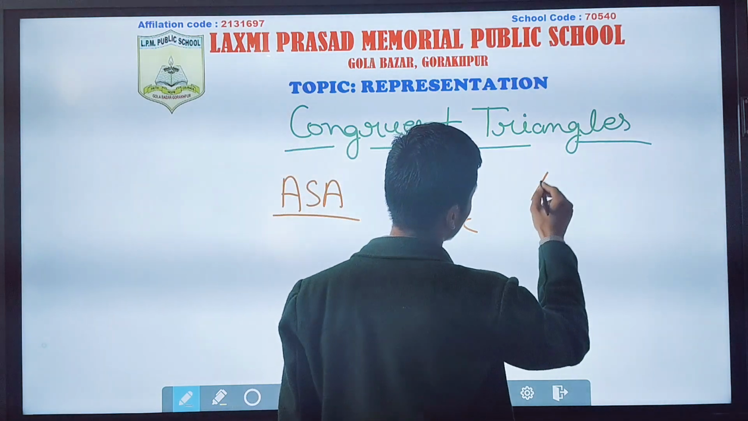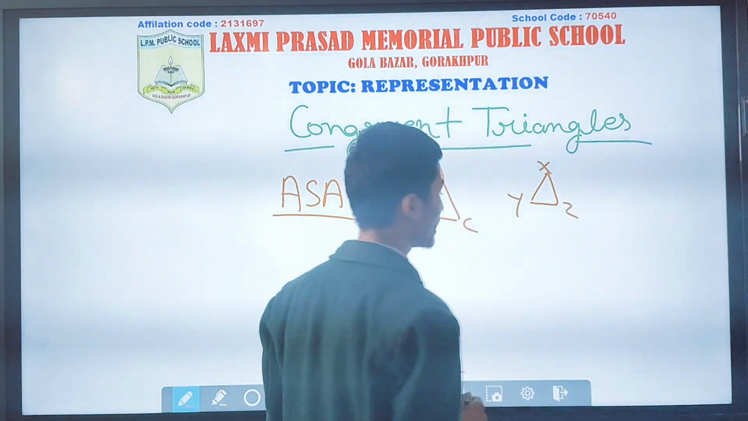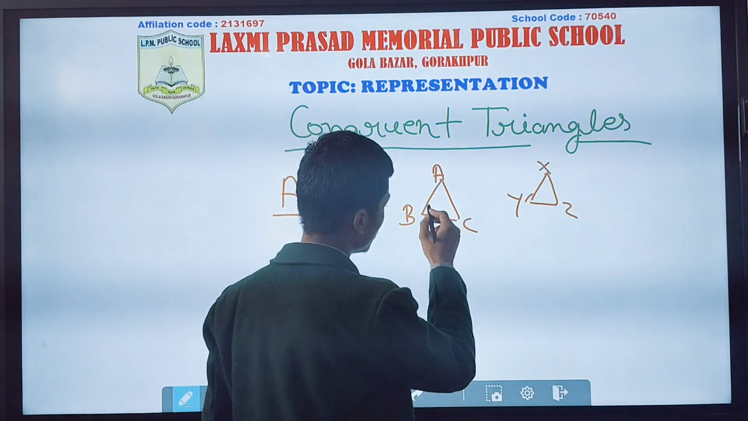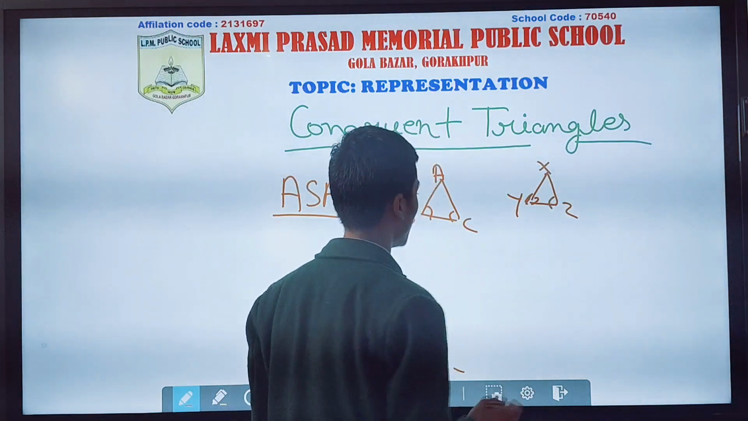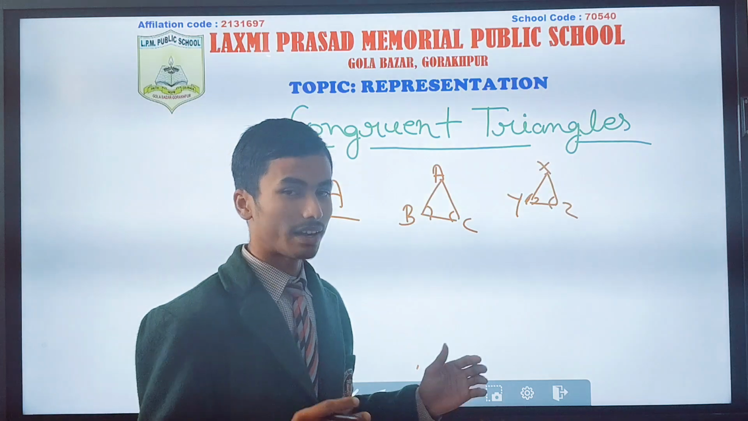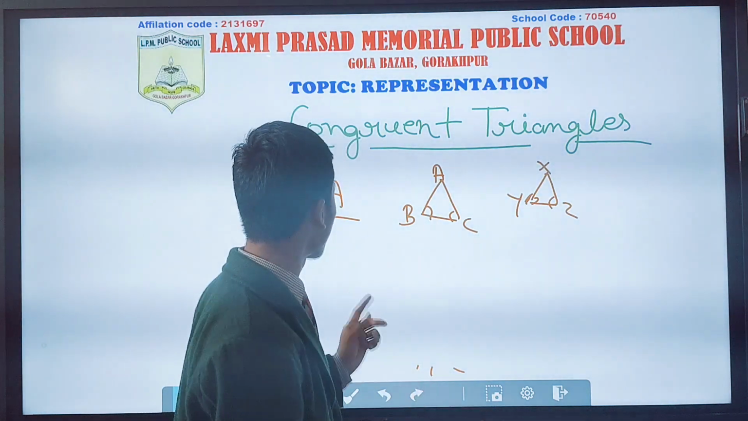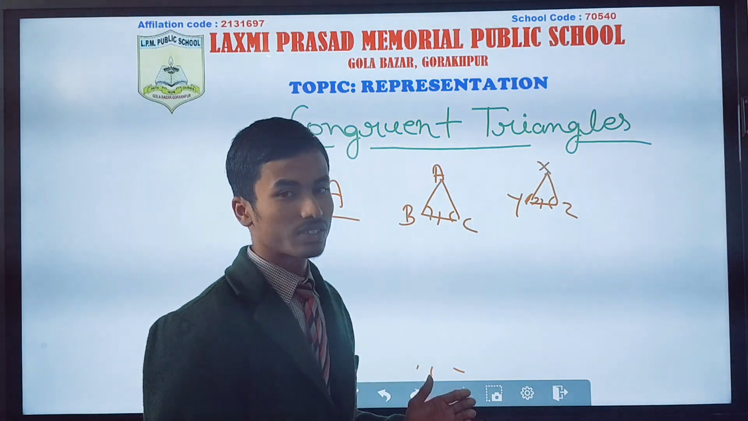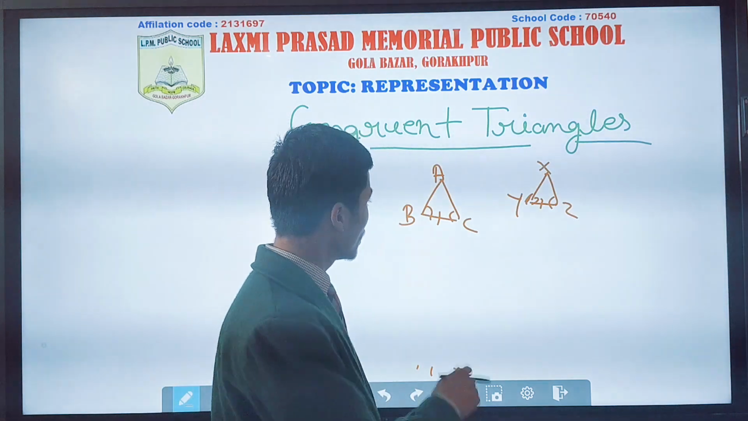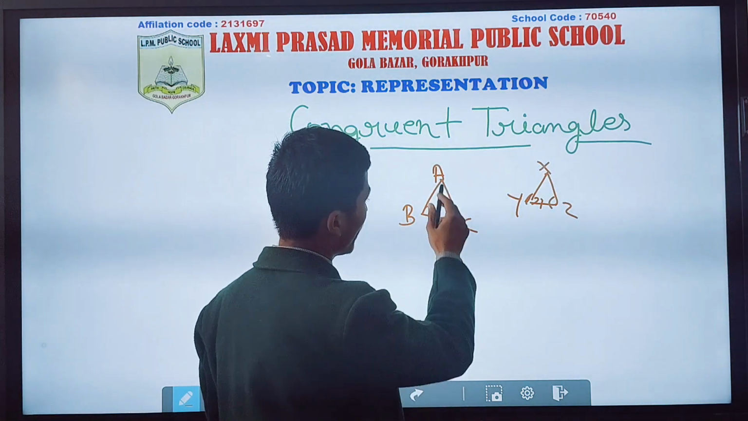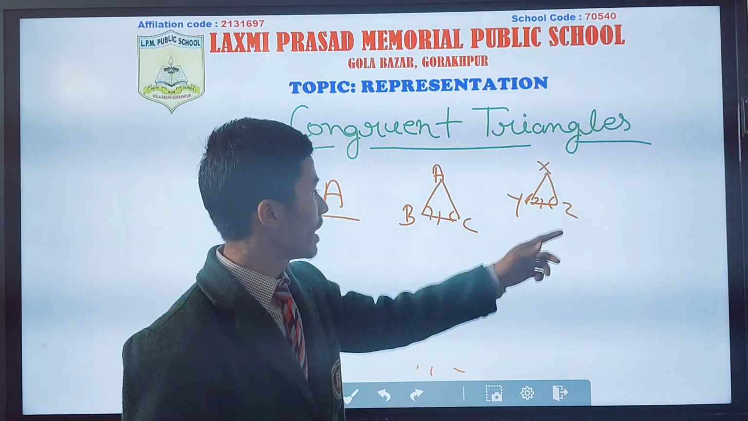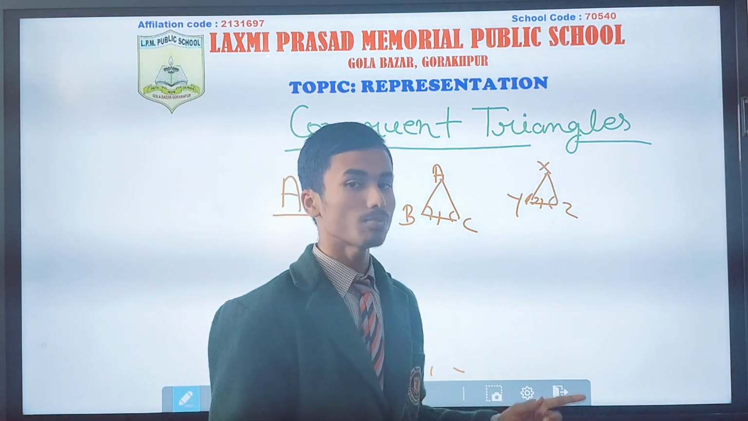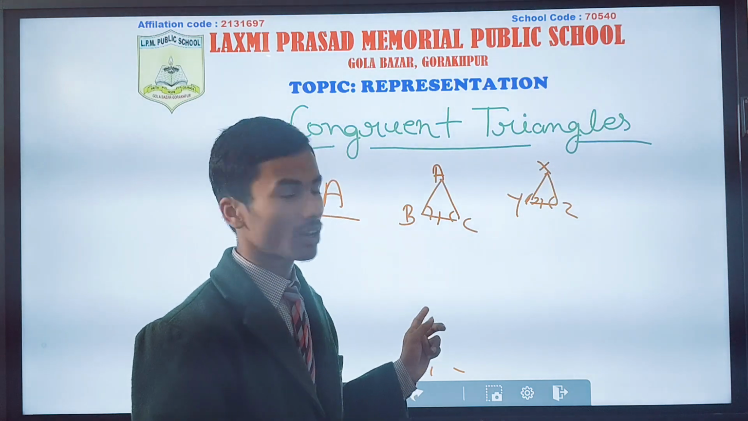and XYZ. By the criteria of angle, side, angle, two triangles are said to be congruent if two angles are equal in measure, and the line segment between the two angles is also equal. It means this side and this side should also be equal to fulfill the ASA criteria for congruent triangles. Here angle ABC and angle ACB are equal in measure to the corresponding angles XYZ and XZY, and the side BC and YZ should also be equal to fulfill the ASA criteria.